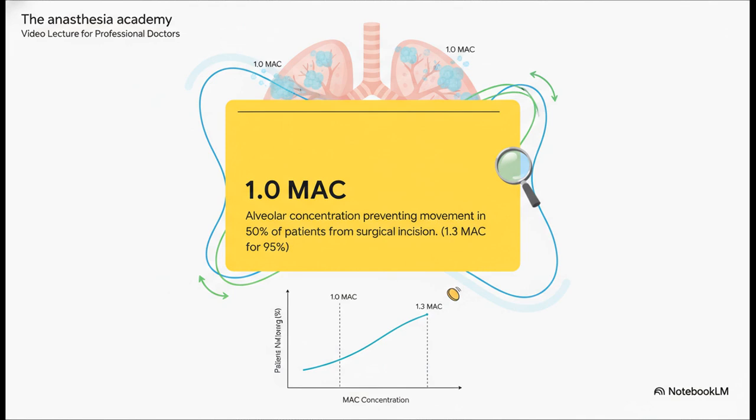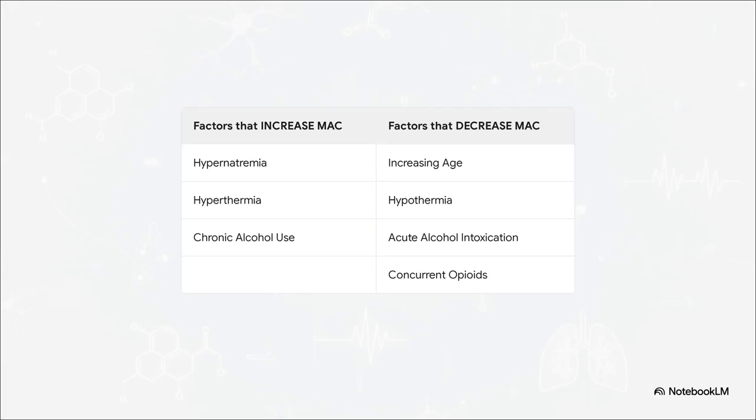1 MAC is the concentration of gas down in the alveoli that prevents movement from a surgical incision in exactly 50% of patients. It's an ED50. So think about that. If you're running your patient at exactly 1.0 MAC, you're literally flipping a coin on whether they'll move. And you don't want to run your OR on a coin toss, right? That's why we almost always aim higher, somewhere around 1.3 MAC, which gets us coverage for about 95% of the population.